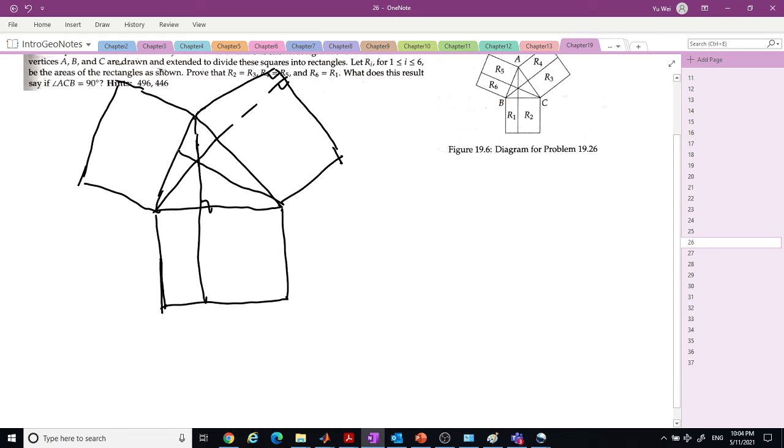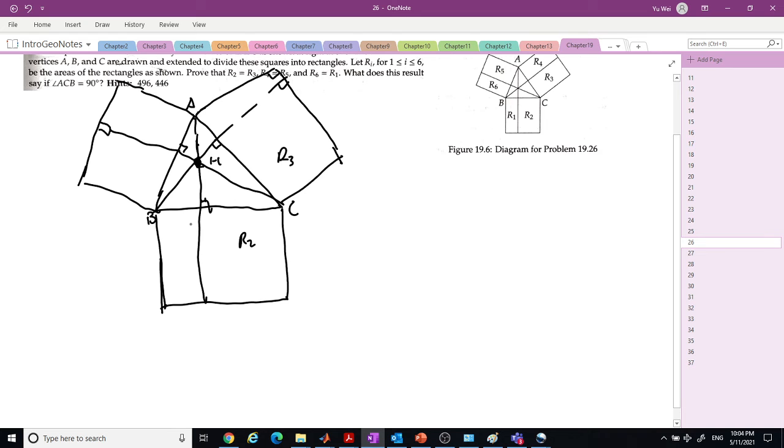Based on the heights, you know this must be the orthocenter of ABC. So all these are the heights. It wants us to prove that, for example, this R3 equals R2, right? Okay, let's see how we can do it.